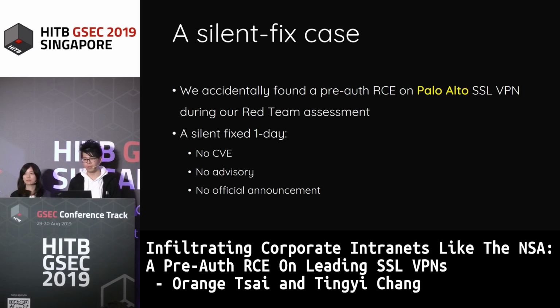For example, we disclosed a pre-auth remote code execution on Palo Alto SSL VPN 1 month ago. We found the bug accidentally. However, while reproducing it on the latest version, we failed. So we started to doubt whether this was a known vulnerability. We searched all over the internet but could not find anything related. There is no CVE, advisory, or any official announcement. Therefore, we believe this was silently fixed one day.